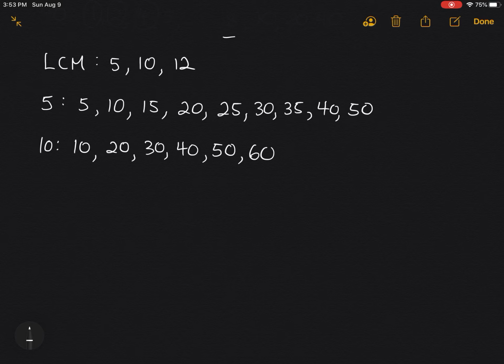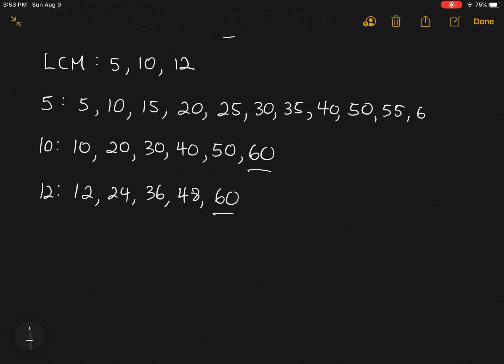Counting by 12s: 12, 24, 36, 48, 60. So 60 is a number that's in common here. I wonder if 60 would also show up in the multiples of 5, so I will continue with my multiples of 5. I have 55, and I also have 60. So here I can see that for my LCM, it's 60.